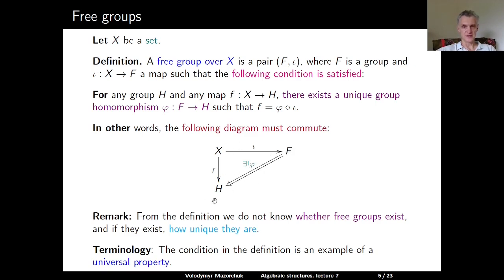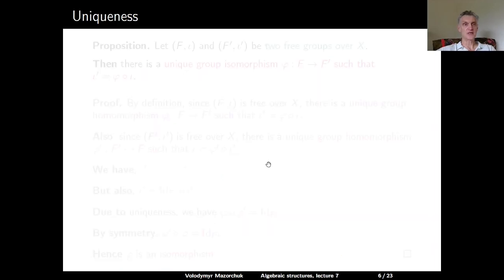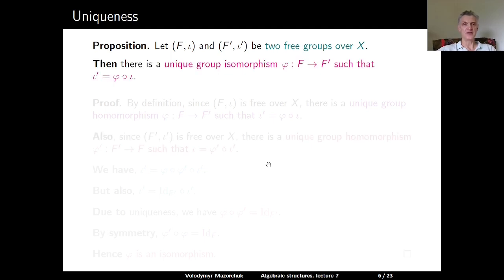And for free groups, it's this one. So first, let us talk about uniqueness. Proposition: assume that we have two free groups over X, (F, I) and (F', I'). Then there is a unique group homomorphism φ from F to F' such that I' is equal to φ after I.